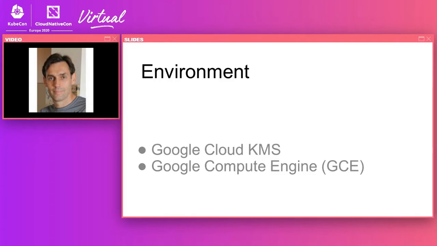We believe that the solution we are proposing could be adapted to a wide range of environments, both in cloud and on-prem. For this walkthrough, we'll be using Google Cloud Platform for the simple reason that this is the environment we are most familiar with. Concretely, we'll be using Google Cloud KMS, but any KMS that supports asymmetric encryption would suffice. Furthermore, we'll need a place to deploy our mutating webhook, and we'll be using Google Compute Engine VMs for this task.